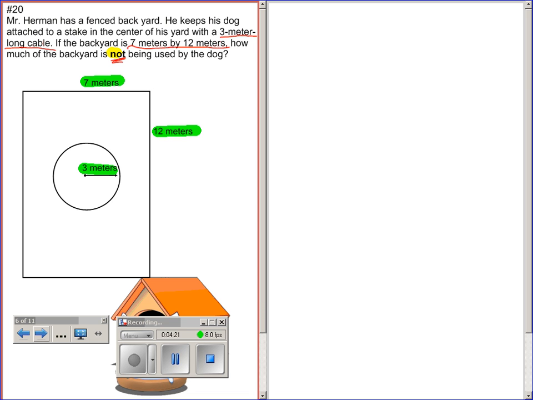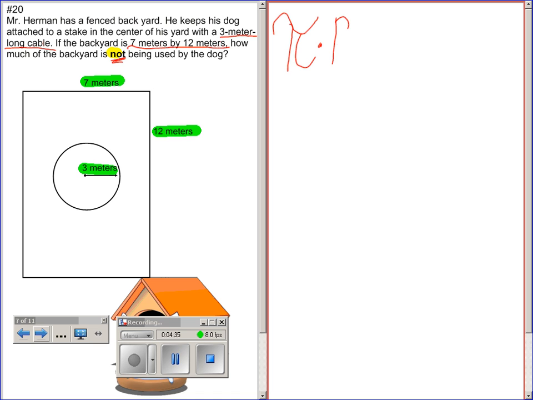So, first you must find the area of the circle. And to do that, you must use pi times radius squared. So pi is 3.14 continuing. For these purposes, we will be using 3.14. And then the radius is 3 meters, since it is only half of the diameter.